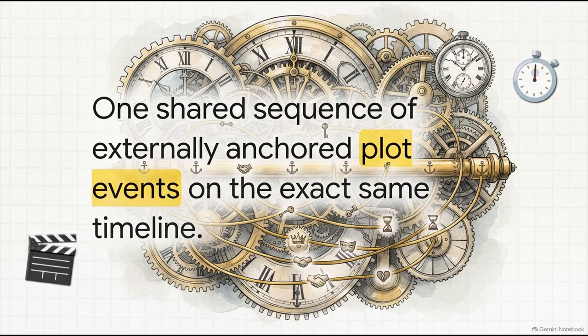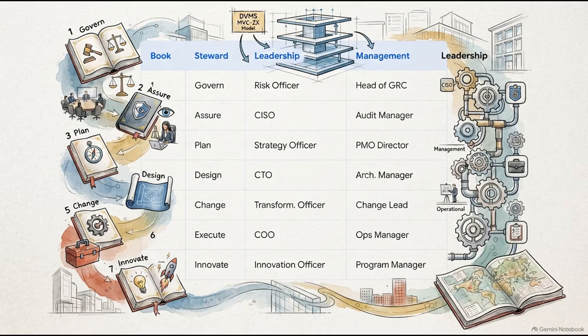But here's the twist. It's one shared sequence of externally anchored plot events on the exact same timeline mapped across all 7 books simultaneously. What changes book to book isn't the plot itself. The disaster still happens at the exact same time. Instead, what changes is what each protagonist knows, what they desperately want, and what they risk at each individual beat. And this master structure builds out into a really precise blueprint detailing how each book stands on its own.